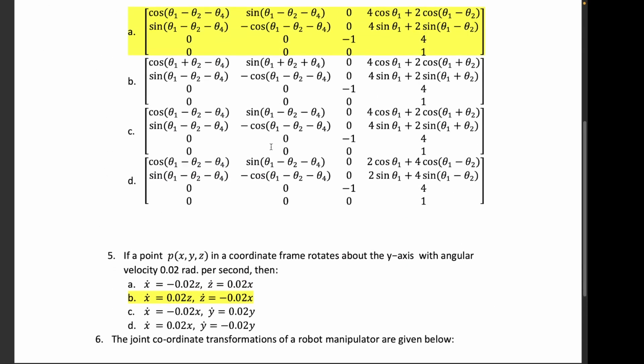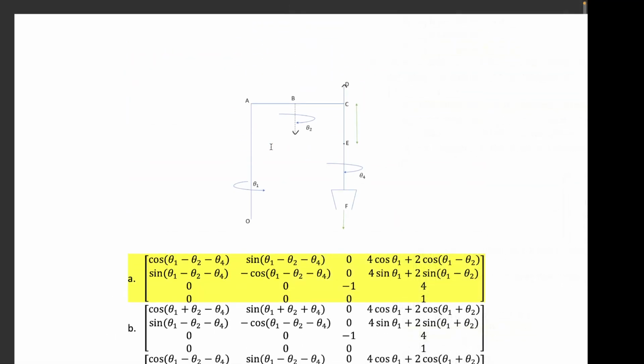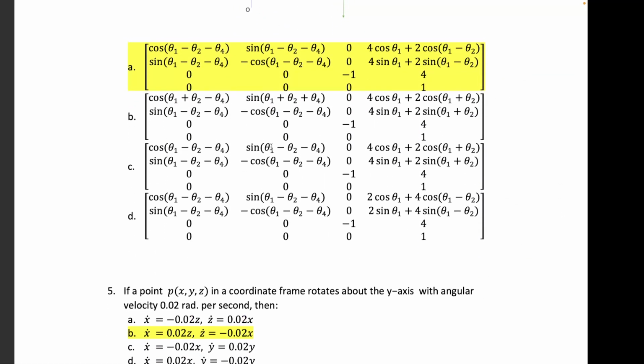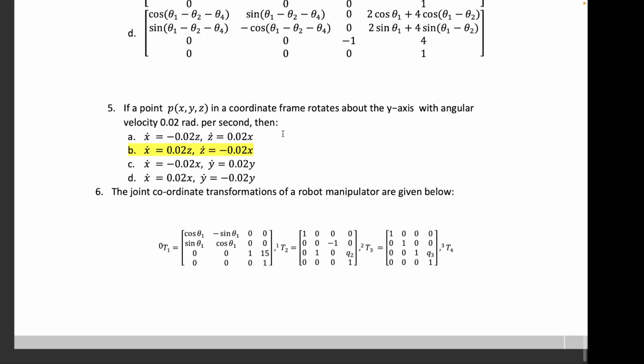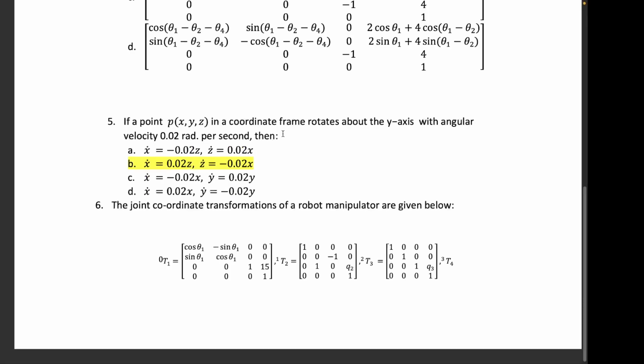Now the fourth question is a little bit longer, so let me first cover the other questions and then I will come back to this. So question 5 says, if a point P (X, Y, Z) in a coordinate frame rotates about the Y-axis with angular velocity 0.02 radian per second, then we have to say what X dot and Z dot are.